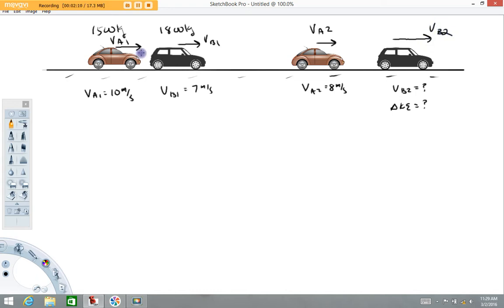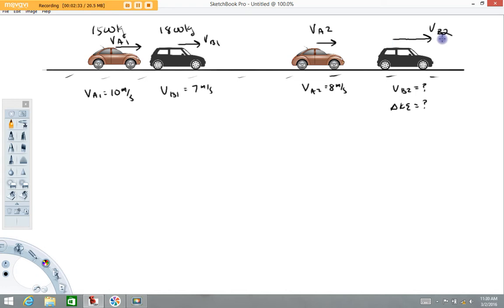Now I'm taking a guess here, because of the impact, the force direction on car A is going to be to the left. Therefore, I believe that VA2 will be less than VA1, and I tried to show that with a shorter vector. The force acting on car B is going to be to the right, so I'm expecting that velocity to increase, and I tried to demonstrate that with a larger velocity vector here for VB2.